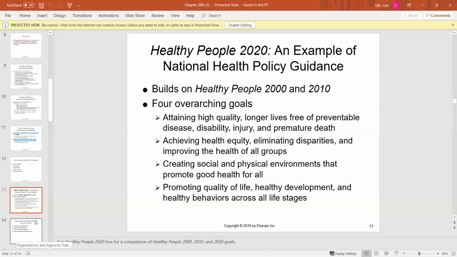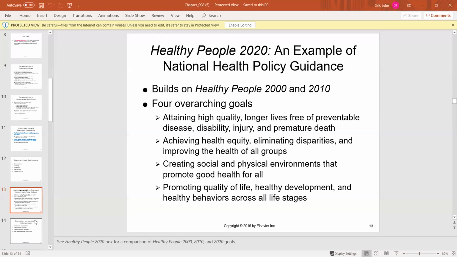Okay, so this also touches a little bit on Healthy People 2020. I'm sure you guys have looked at that before. Back in 2000, they came out with Healthy People, where they made goals for the next so many years to try to improve the health and wellness of people in the country. Every 10 years, they update it and make it a little bit better.